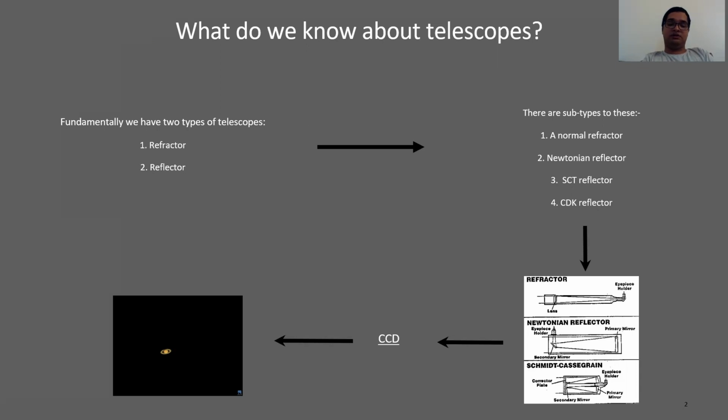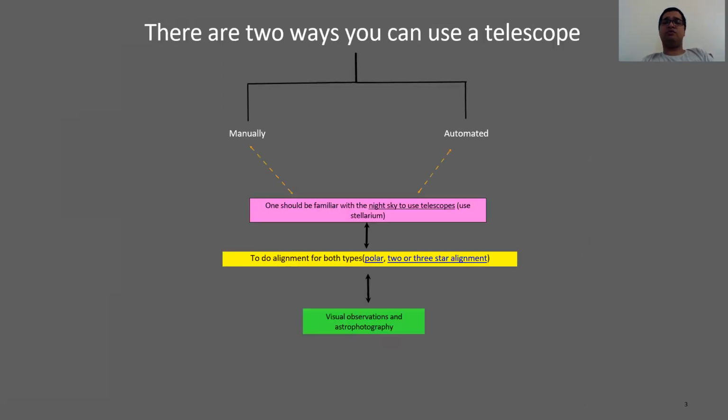So there are two ways that you can use a telescope. One is manually and the other is automated. And if you want to use a telescope either way, then you should first be familiar with the night sky. If you are new to knowing the night sky, then you may want to use a software called Stellarium. And as we have seen, Stellarium is an excellent software. We have seen a demo on Stellarium as well.